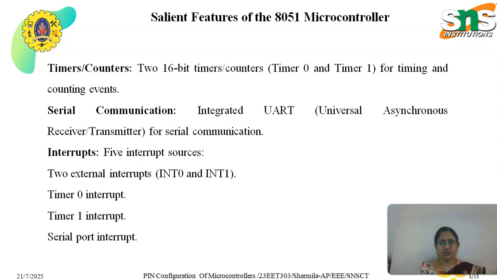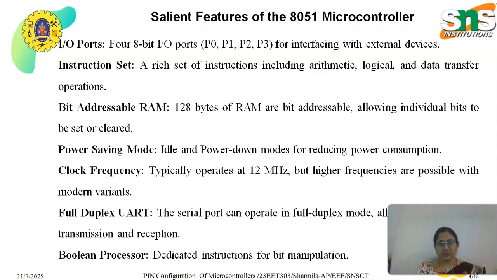And in the 8051 microcontroller there are 5 interrupt sources available. Of these, 2 are external interrupts and 3 are internal interrupts. The 2 external interrupts are named INT0 and INT1, and the other 3 are timer 0 interrupt, timer 1 interrupt and serial port interrupt. Including that, the input output ports are also available. There are 4 input output ports, named P0, P1, P2 and P3, for interfacing with external devices.